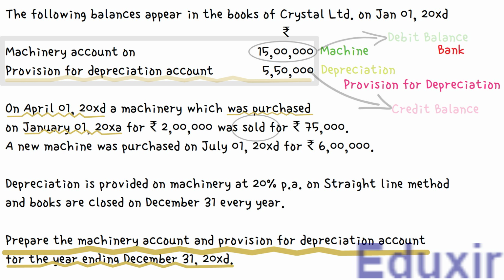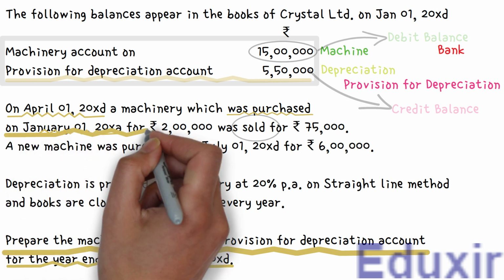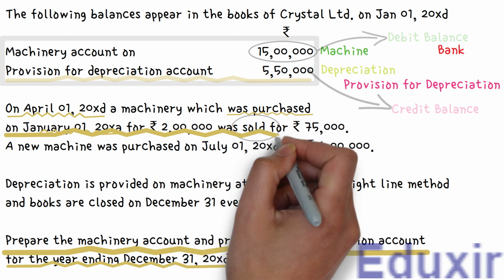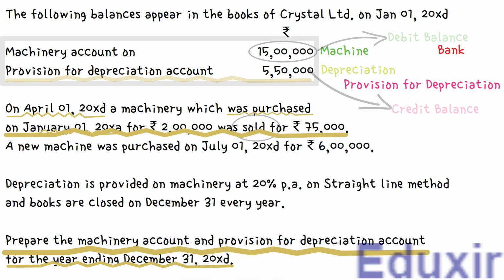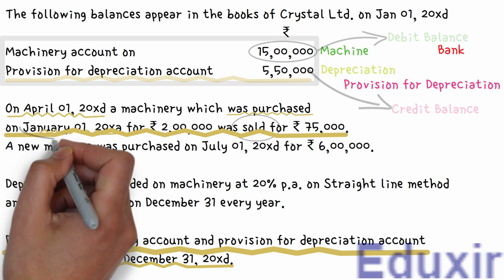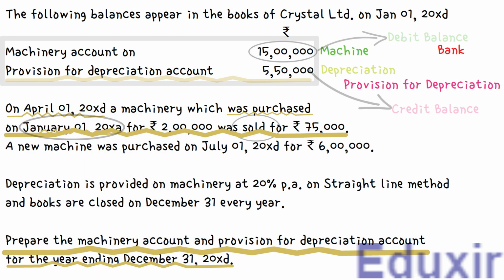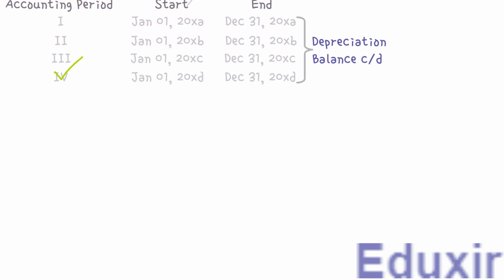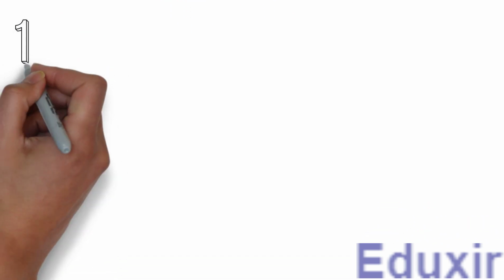It is given in the problem that the business has sold out the machine purchased for 2 lakh rupees for 75,000 rupees. Note that this machine was purchased during one of the previous accounting periods on January 1st, 2000 XA. We are now selling this machine. Let us first analyze this transaction. Let us first write 1 to indicate that this analysis is for the first machine.